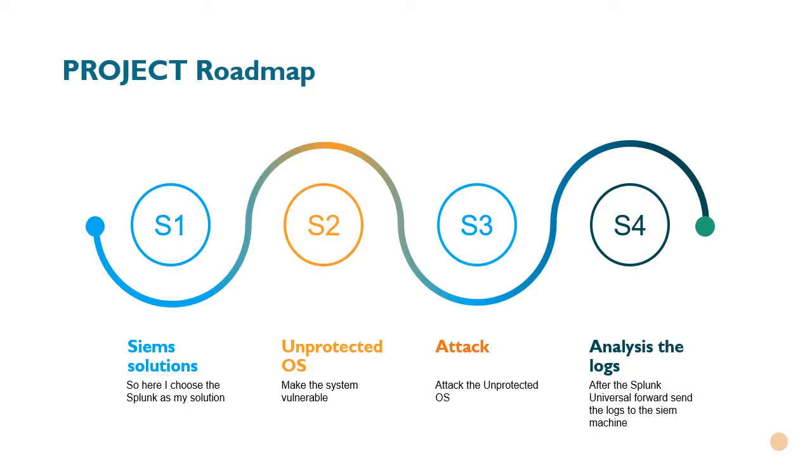So for the project roadmap, in stage 1 I choose a SIEM solution, which is Splunk. In stage 2 we will unprotect the operating system, so we will make it vulnerable to attack. In stage 3 we will attack Windows 10 from Kali Linux, and in stage 4 we will analyze the logs that come from Windows 10 to see how the hack happened.